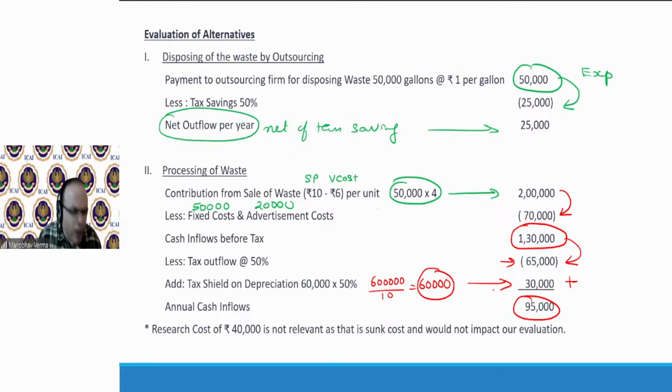So guys, now my question to everyone here, and I'm sure you can quickly answer this: if I go for processing of the waste, do I need to pay the outside firm, like I was paying to the outsourcing firm? If I'm processing the waste, don't you think the current payment will be more of a saving now? Not an opportunity cost, but an opportunity benefit, right? You're not going to pay the outsourcing firm now. Do you agree with me?